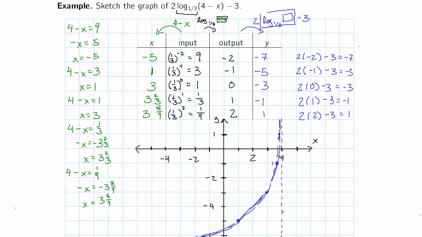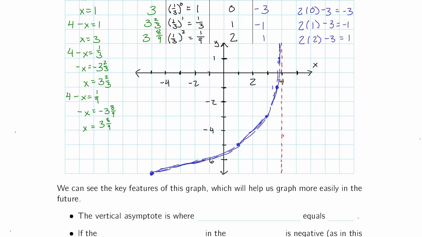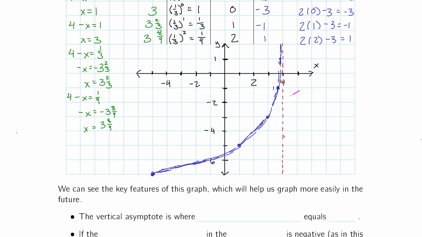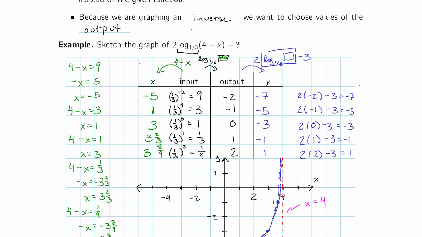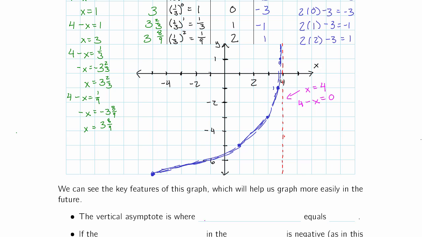And our graph is going to look something like that. So we've got that upside down log function the way that we did with bases less than 1. And it looks like it's also to the left of the asymptote, not to the right. Interesting. How do we talk about this? Well, the place where we have our asymptote, this is at x equals 4, the argument of our log was 4 minus x. This is where 4 minus x equals 0. The vertical asymptote happens where the argument of the log equals 0.